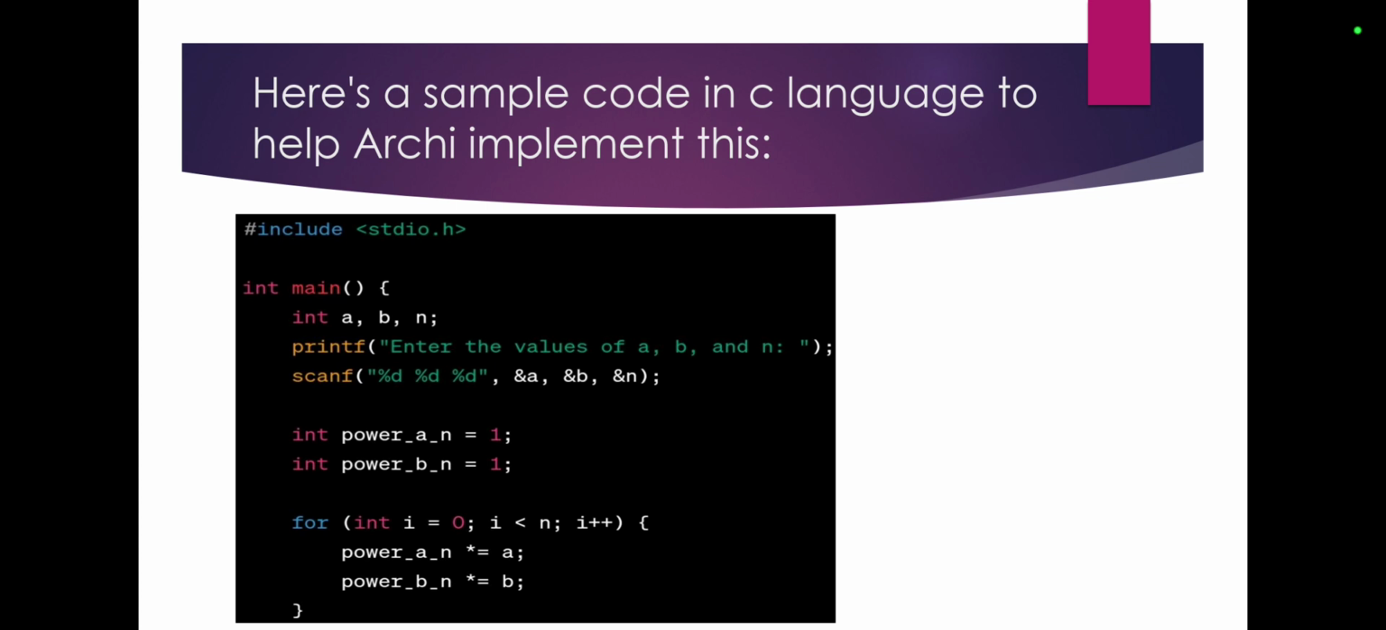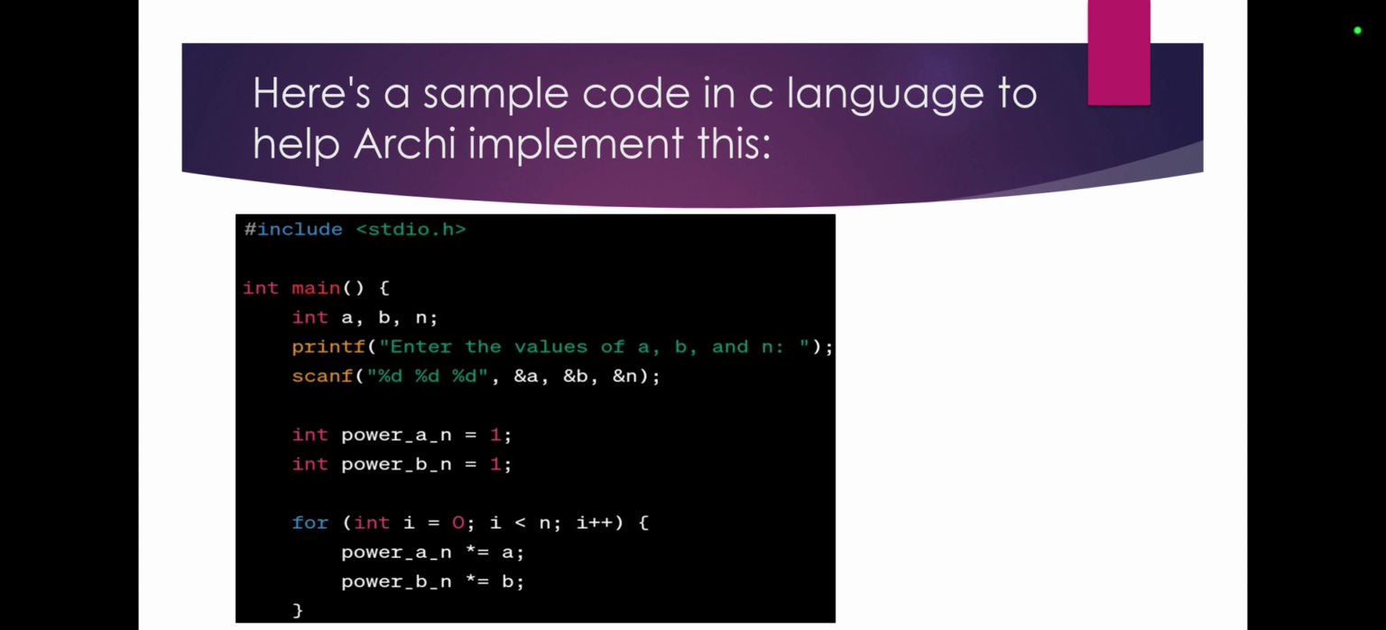Scanf %d, in the sense integers, and then the addresses of a, b, and n values. Then int power_an, we are storing the number 1 in it, and int power_bn, we are storing another integer 1 in it. Now here we are using the syntax of a for loop. For int i = 0, i < n, i++, open curly braces, power_an *= a, power_bn *= b.